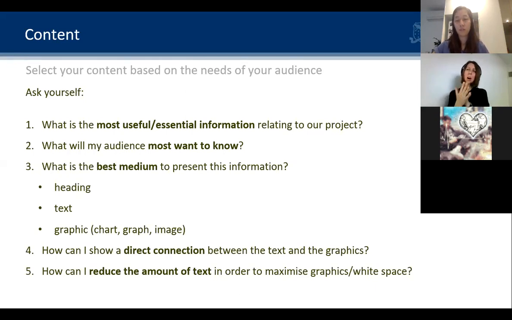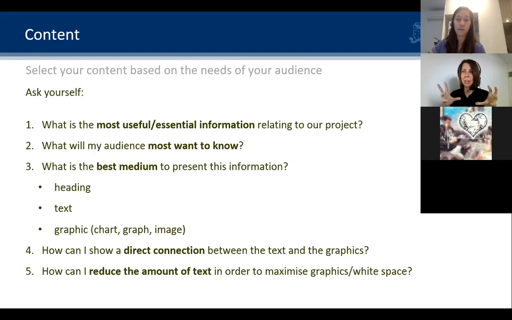So there might be a whole heap of background work that you've done that's super, super impressive that doesn't necessarily have to be on the poster because it's not actually what the audience is interested in. Doesn't mean you can't include that as part of your report, or you can keep that with you on the day when you're answering questions from the audience to provide further information for people, but some things don't necessarily need to be on the poster.